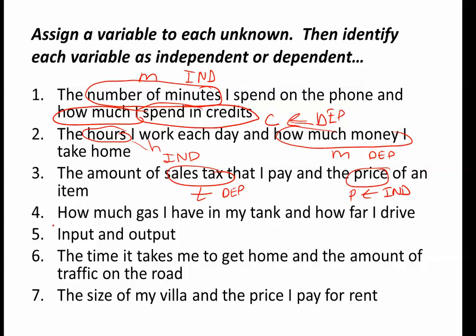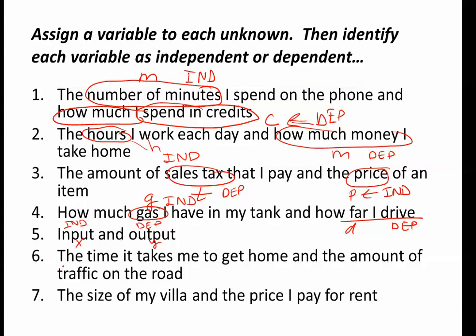Let's try number 4. How much gas I have in my tank and how far I drive. In this case, it looks like the amount of gas that I have in my tank is determining how far I drive. So how much gas, or G, that I put in is the independent, and it determines how far I drive. That is the dependent, and we'll call that distance D. What about input and output? Obviously input is the independent because it drives the output, which is dependent upon the input. So we could also call those X and Y.